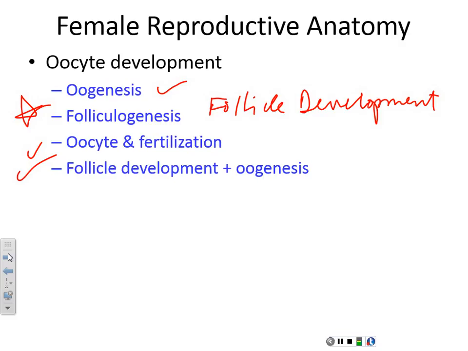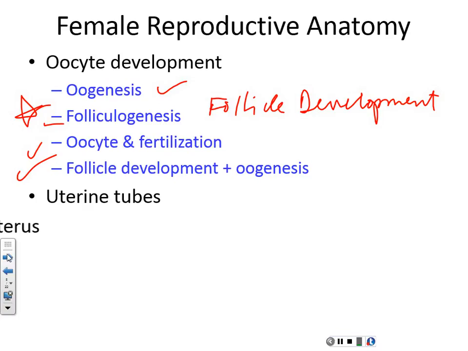And then the other time I showed you both of them together, follicle development, because this is occurring at the same time as oogenesis. But in the exam I'm going to split it for you. I want you to tell me just about follicle development, or just about oogenesis. So you've got to know that. And of course, you've got to know about spermatogenesis.